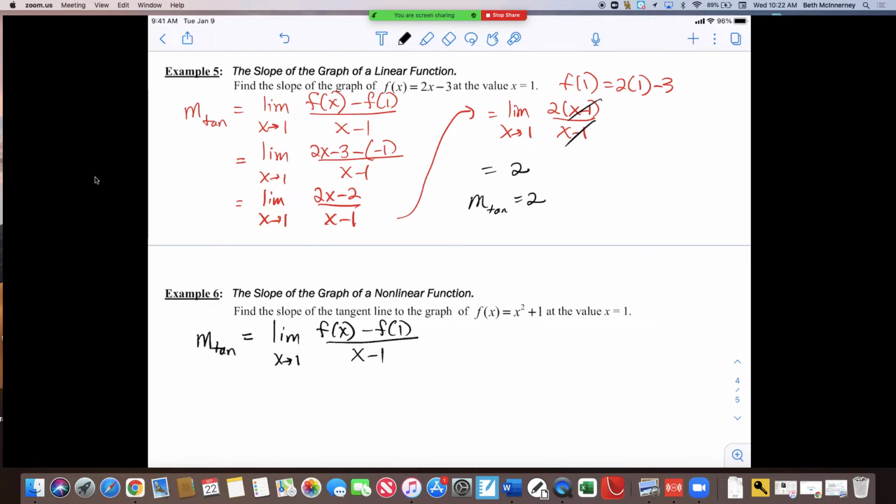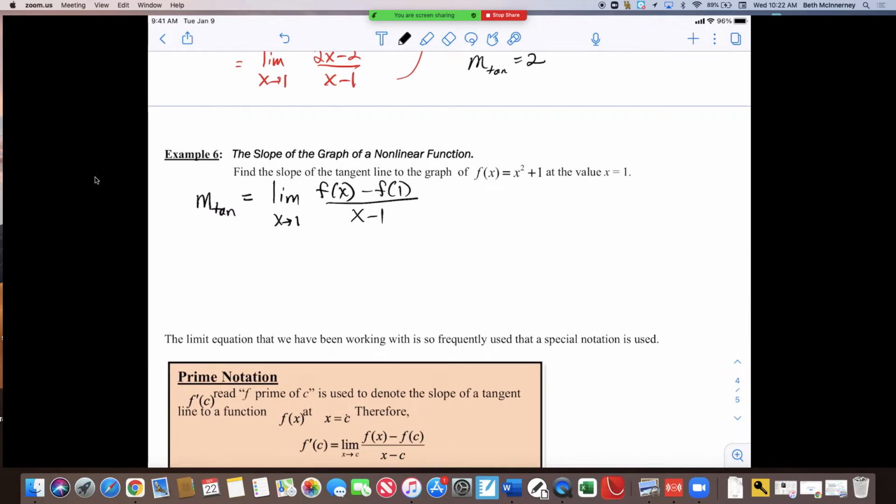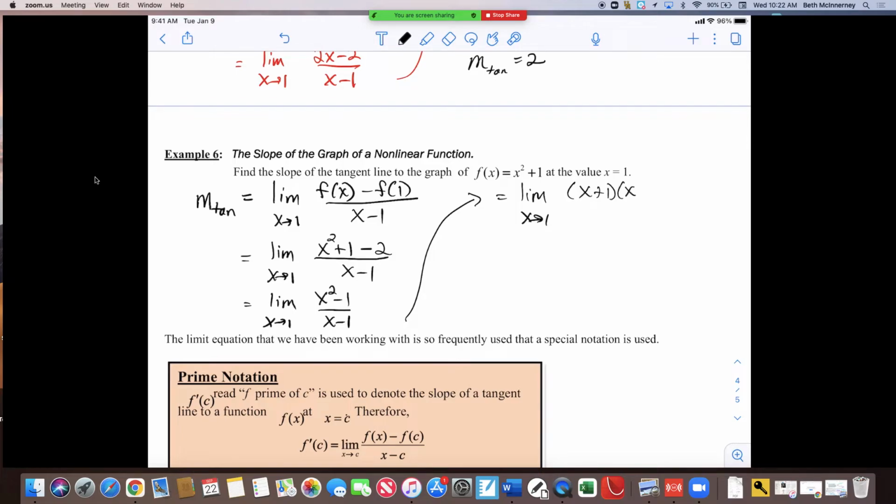All right, f of x is x squared plus 1 minus, what's f of 1? 2. This is the limit as x approaches 1 of x squared minus 1 over x minus 1. Oh, that's going to factor beautifully into x plus 1, x minus 1.